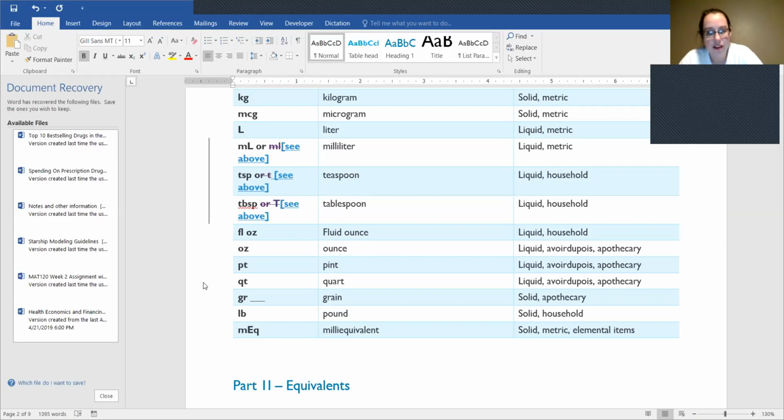But yeah, these are the only times you'll see large volumes like this being told to a patient. You won't see too many grains, pounds. We measure patients in pounds, convert them to kilos if we need to. And we talked about milliequivalents.